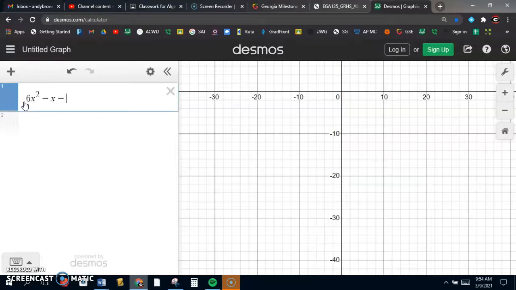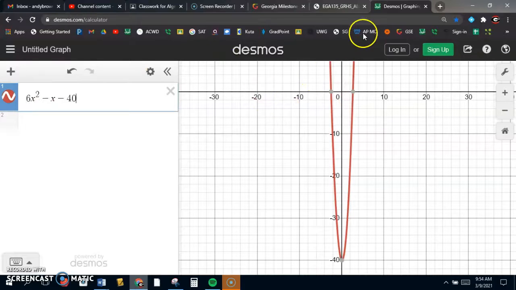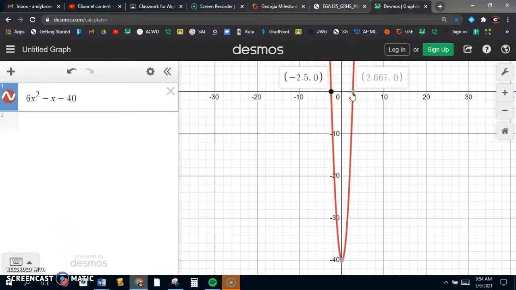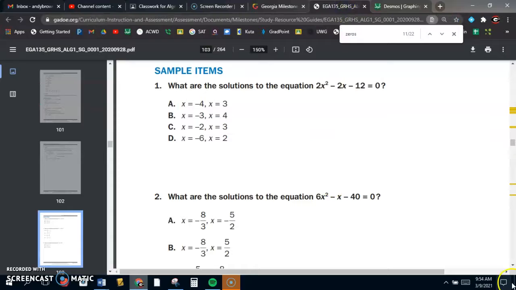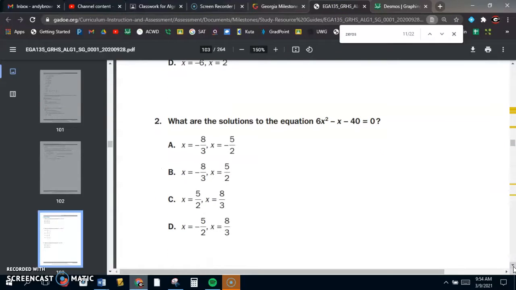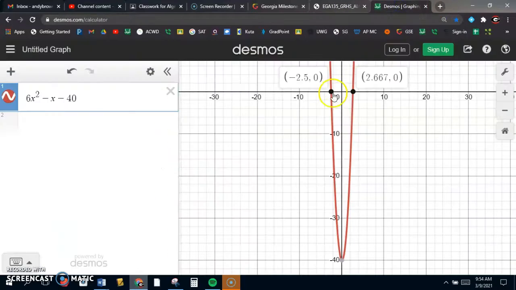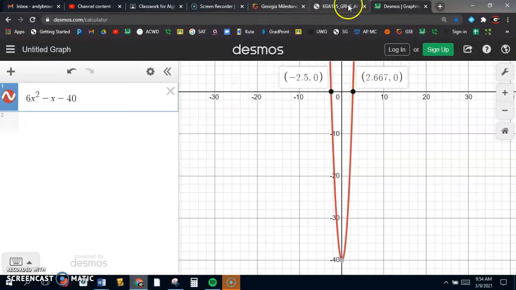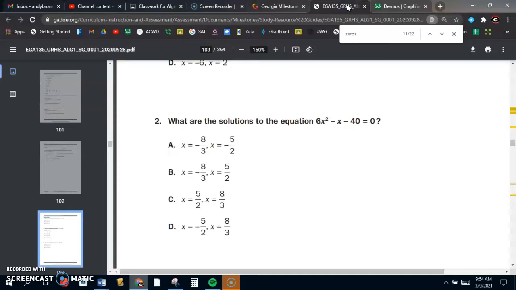6x squared minus x minus 40, again, is asking for solutions, right? What are the solutions? The same question. So I'm going to click -2.5 and 2.667. Now if you look at your answer choices here, you see neither of those. Okay, we do observe that one is negative and one is positive, so that would eliminate answer choice A and answer choice C, because those are both negative and both positive respectively. But on the graph, we have one of each. So it's either B or D for that reason. We just got to figure out which one's 8/3 and which one's 5/2.